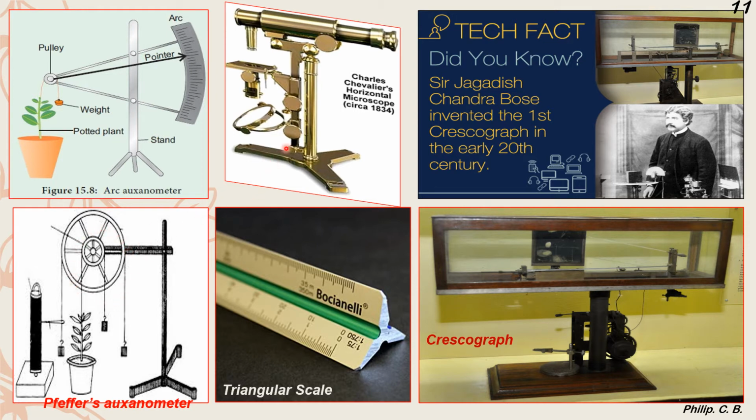Okay. Then other than that, as we read, horizontal microscope. Now this one was invented by Charles Chevalier in the year 1834. Then triangular scale for simple measurement. Here crescograph for measuring the growth by using the graph. Then I posted the image of Jagdish Chandra Bose, who invented the first crescograph in the 20th century. So you can see how the invention was made in case of crescograph and in case of horizontal microscope by Charles Chevalier.